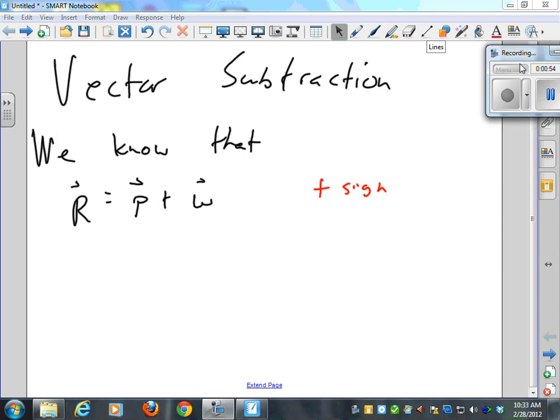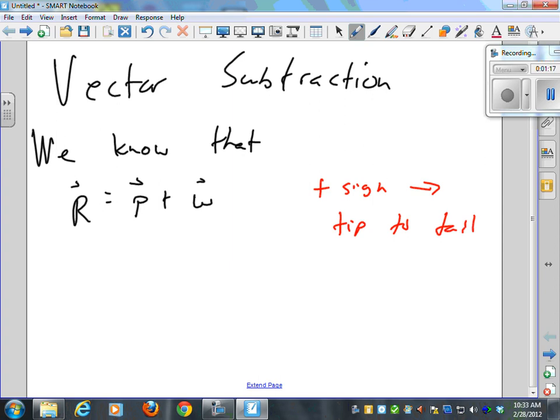So, vector subtraction. We know that the resultant, if we talk about plane and wind, let's use the plane and the wind as our example, our discussion reference. We know that the resultant vector is equal to the plane vector plus the wind vector, and the plus sign simply indicates what? It means tip to tail. The plus sign indicates that we're going to put them tip to tail, and then we would add by components.